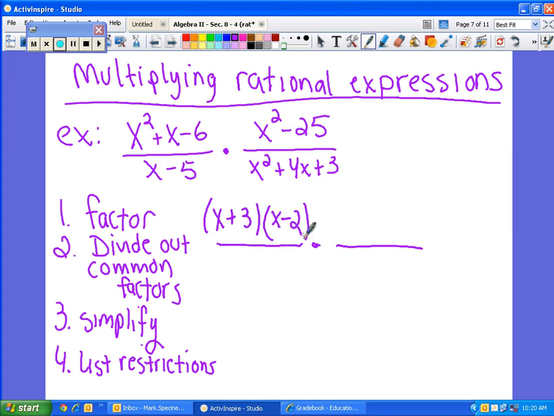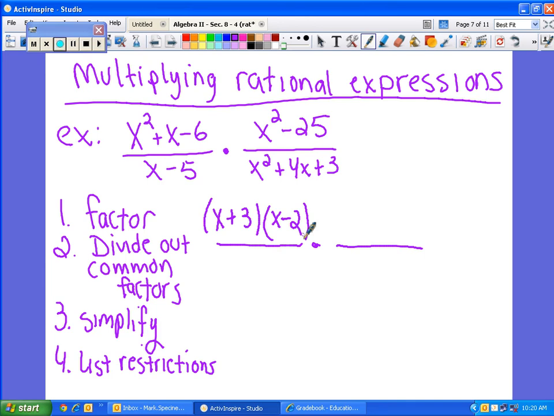Again, if you're not good at factoring, you must go practice. The website I put on the board yesterday has the worksheet, I would guess has 20 problems at least. You do 20 problems of factoring, I promise you, by the end of that worksheet, you will be a factoring wizard.